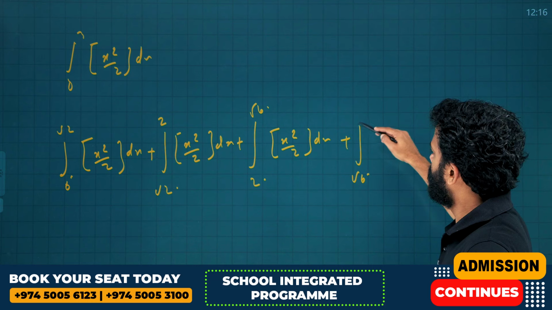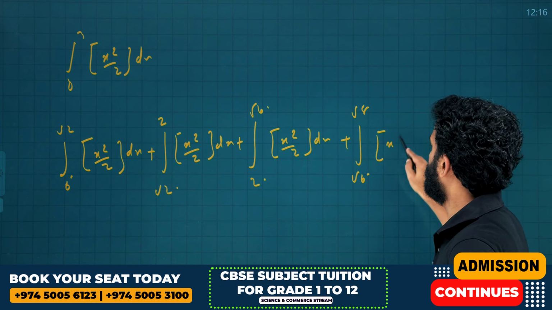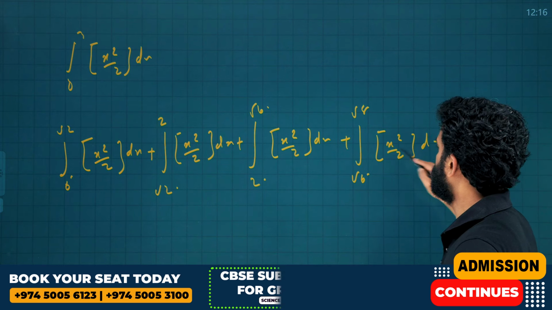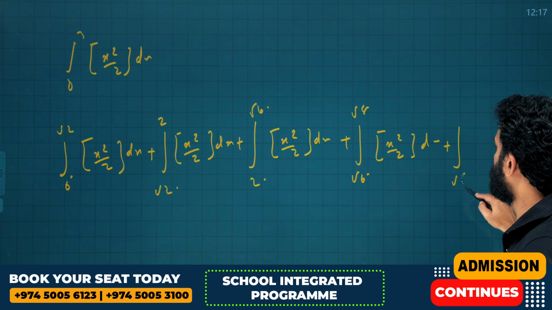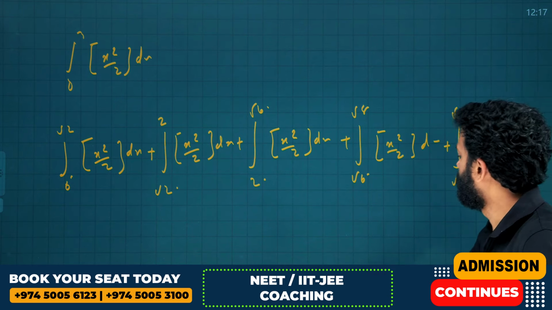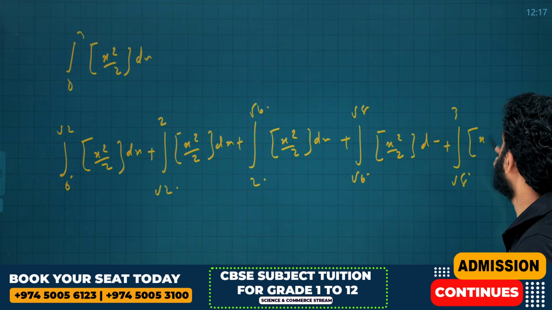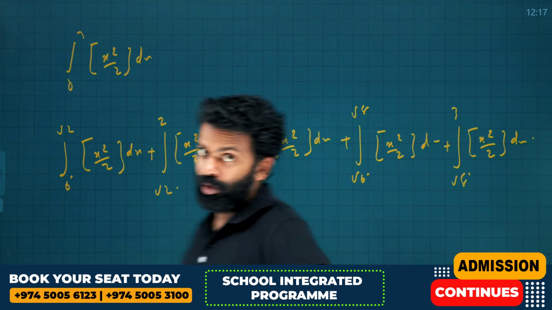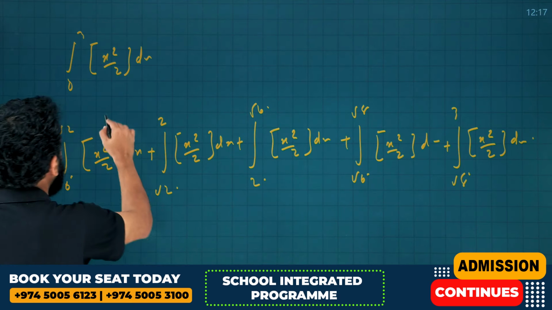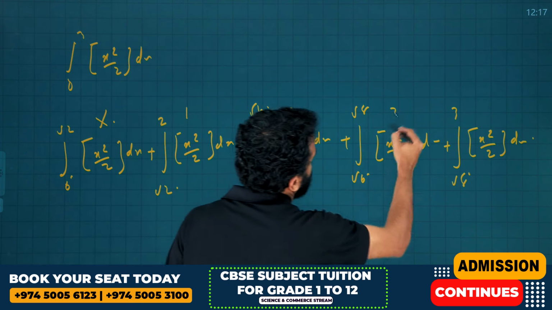That is again root 6 to root 7, root 8. Yeah, root 8. That is floor of x square by 2 dx. This will be 3, and 8 by 2, that is 4. And plus root 8 to root 9, that is 3, that is, sorry, 3 into floor of x square by 2 dx. Okay. It will be like this. So, it is over. Okay. That is, it is 1 and it is 2 and it is 3 and it is what?